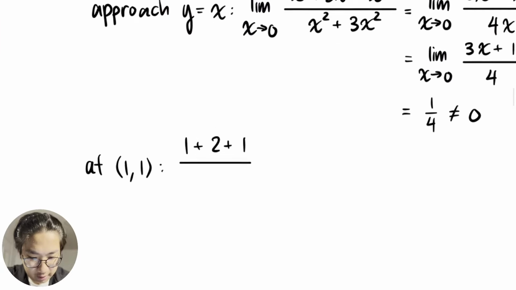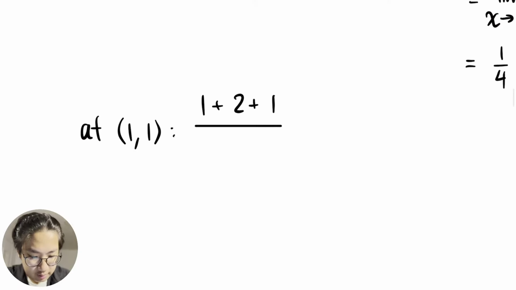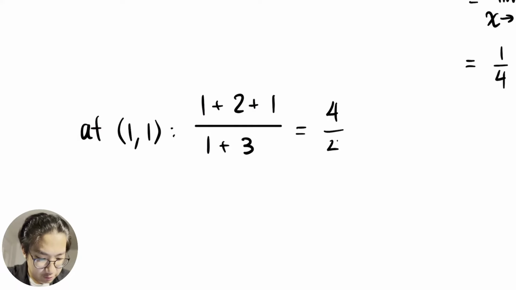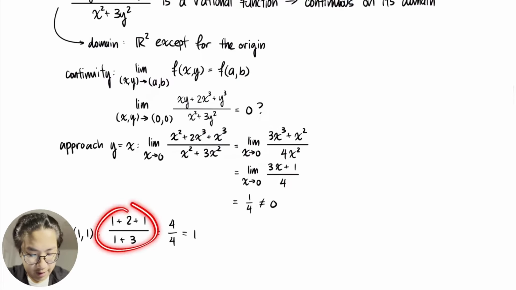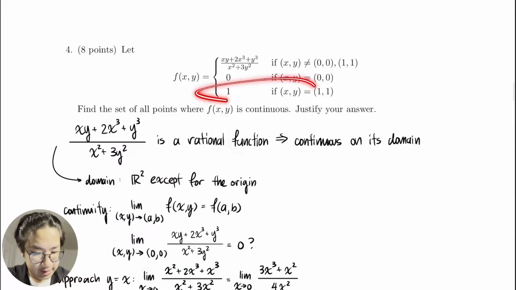All divided by 1 squared plus 3 times 1 squared. It's 1 plus 3 times 1 squared. Top obviously a 4, bottom obviously 4, so this is equal to 1. And of course, this is our function evaluated at that point. Hence, this also does hold true.